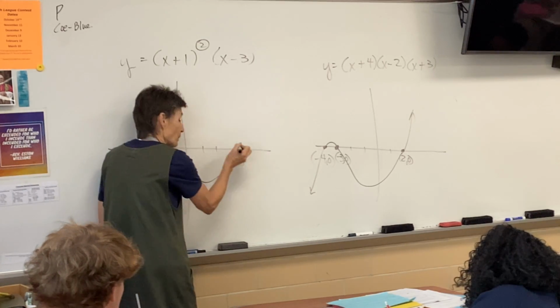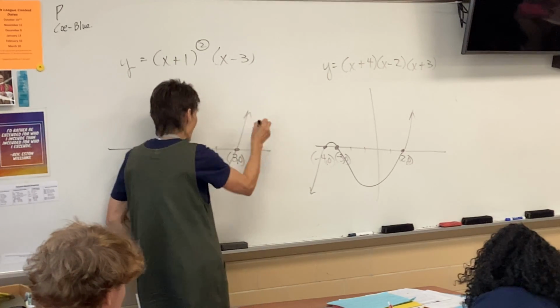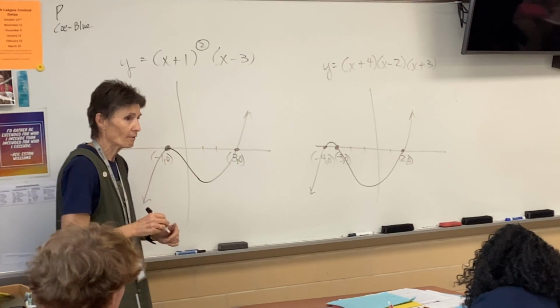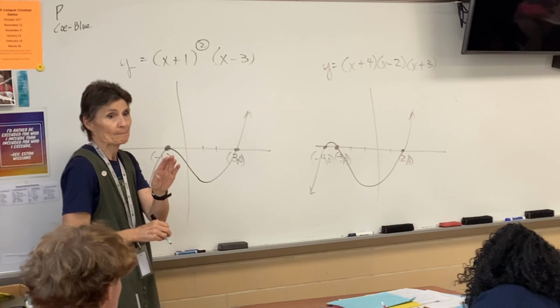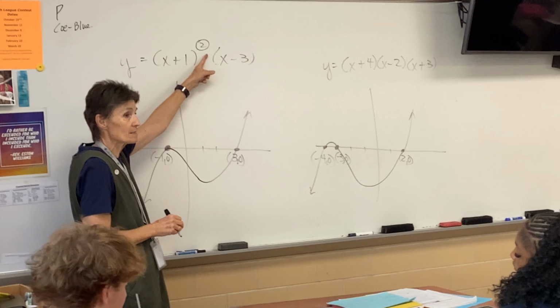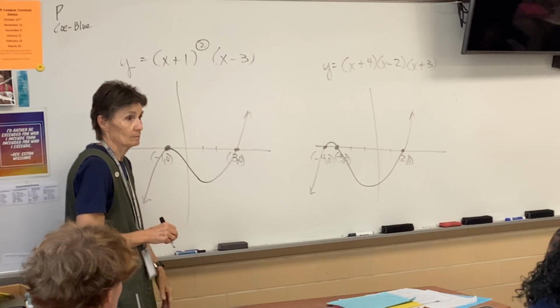Now, what do I do when I hit that point right there? Yeah, sure. I go straight on through. Wait, Mrs. Ford, why didn't you bounce off? I only bounce off when what? When my factor is squared. Otherwise, I go through.